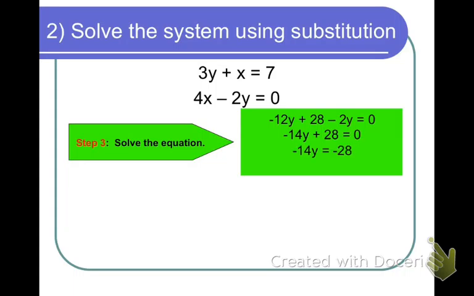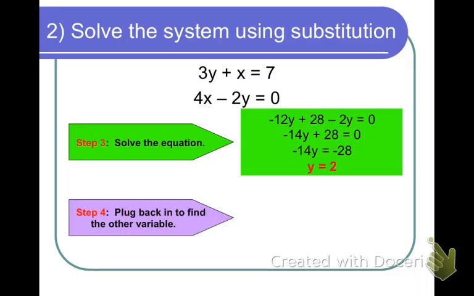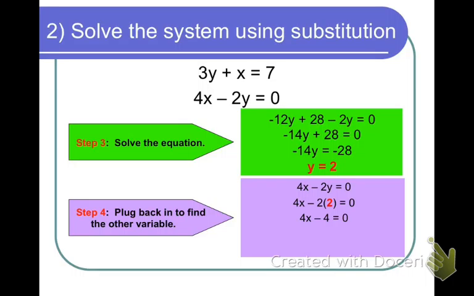Subtract 28 from both sides. Negative 14y is equal to negative 28, so divide both sides by negative 14. And y is equal to 2. Substitute that back in to find the other variable. So x will be equal to 1.